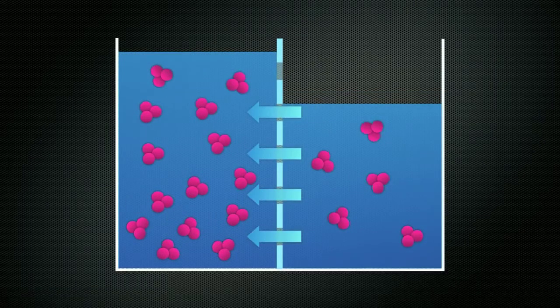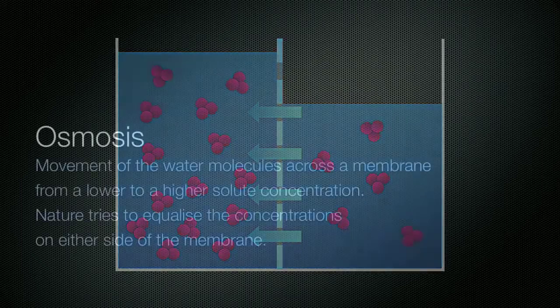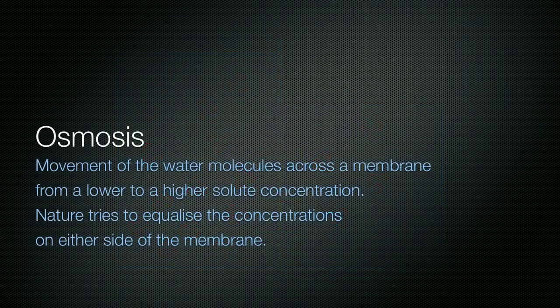So we can define osmosis as the movement of water molecules across a semi-permeable membrane from a lower to a higher solute concentration. Nature tries to equalize the concentrations on either side of the membrane. The term osmotic pressure is the pressure caused by this tendency for water to cross the membrane.